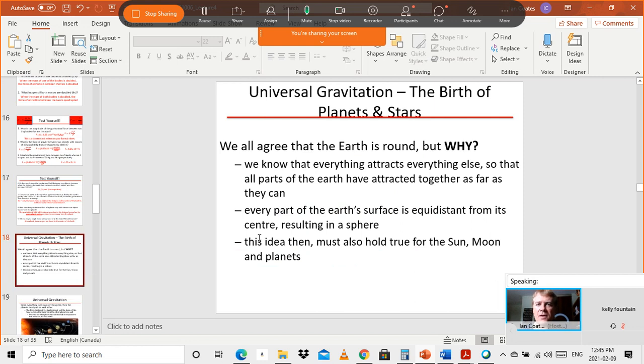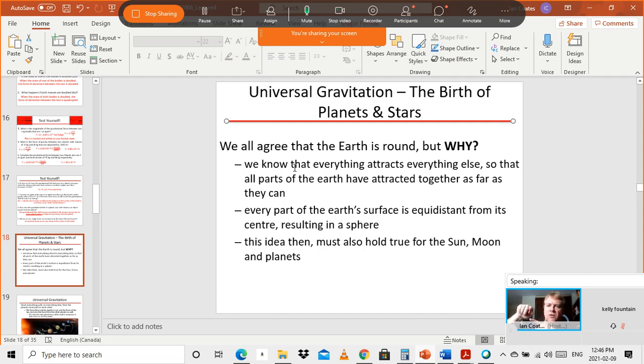The birth of planets and stars. You have to think that billions of years ago, Earth was just a cloud of dust. Billions and billions and billions of years ago. And how do planets form? How do stars form? All planets, all stars are round. So at any given point on the surface of the sun, it's always equidistant to the center.